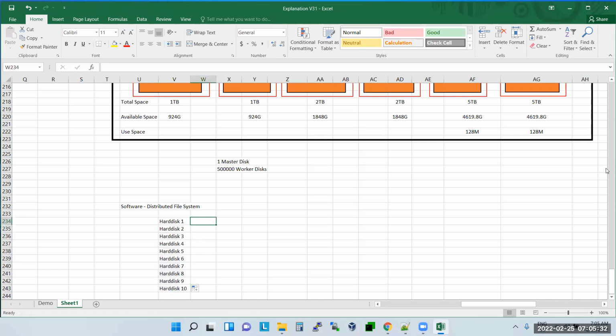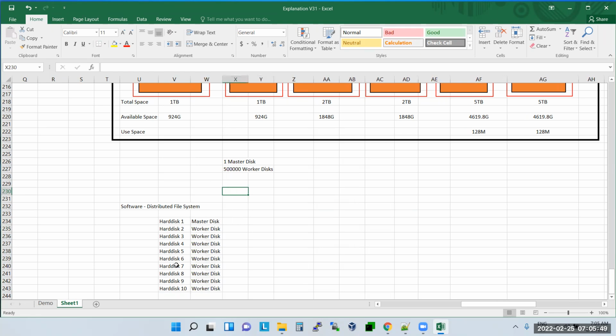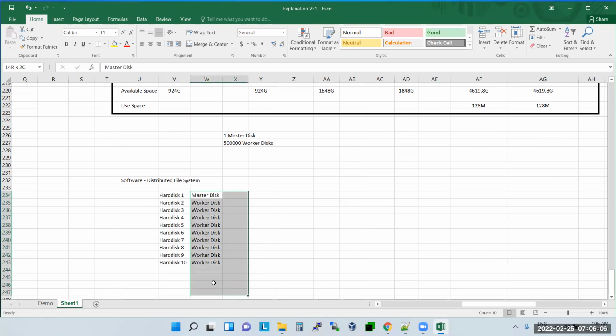Out of these 10 hard disks, they made one hard disk the master disk and the other hard disks worker disks. Which one is the master disk and which one is the worker disk? Who will have this information? Do you think the hard disk will know that, hey, I am the master disk, or that I am the worker disk? Do they know? No, right?